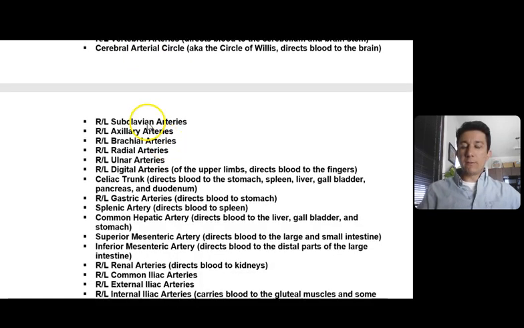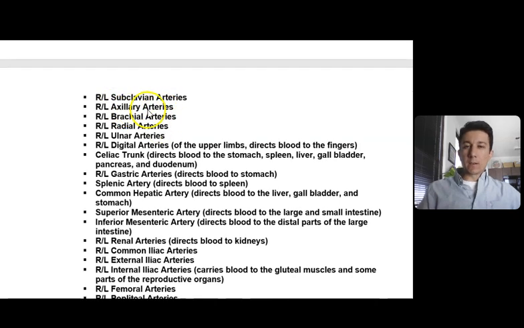We've also got subclavian arteries, which are arteries that pass under the clavicle bones, and they serve tissues and musculature near the clavicles. The axillary arteries, which are found in the axilla region, so the underarm region. The brachial arteries, which are found in the arm. The radial and ulnar arteries, which are found in the forearm, and the digital arteries.